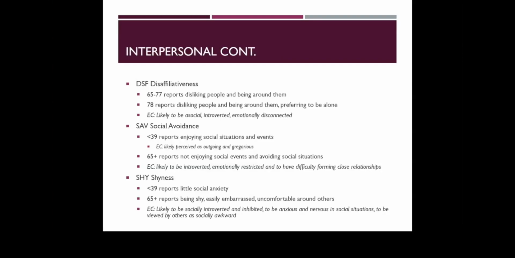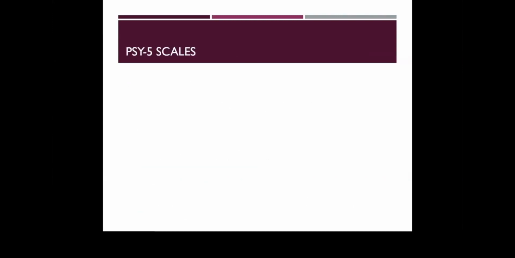For social avoidance, reporting enjoying social situations and events when it's low, and reporting not enjoying social events and avoiding social situations when it's high. For shyness, a low score would be little social anxiety, and a high score would be shy, embarrassed, uncomfortable around others. And that's the end of the main scales.